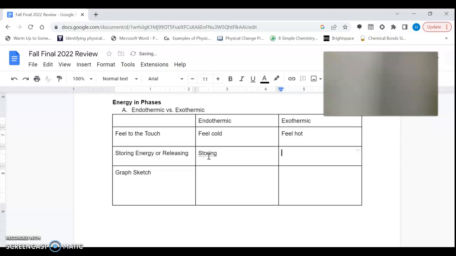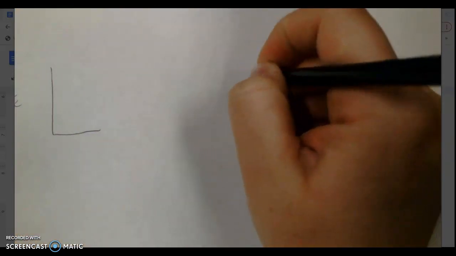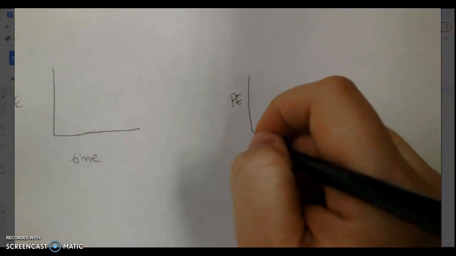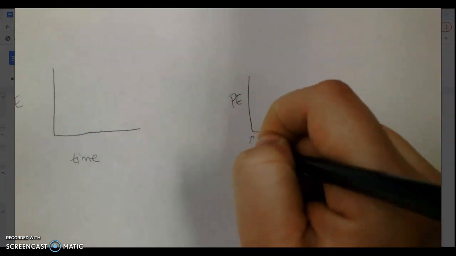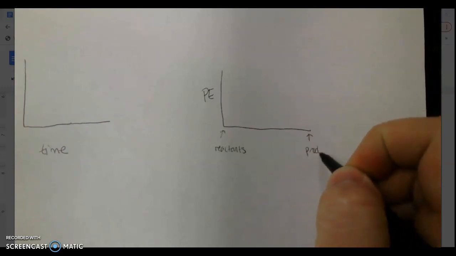They're sucking it in, they're pulling it out of the environment, and therefore the environment's feeling cold. Exothermic reactions feel hot because they are releasing the energy that they had stored to the environment. If we look at drawings of these endothermic, exothermic graphs, we put potential energy on the y-axis for this sketch, and we have time or the reaction coordinate, which just means, here we're starting with reactants, and then here at the end we've made products.